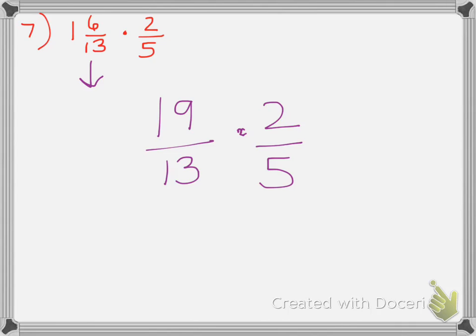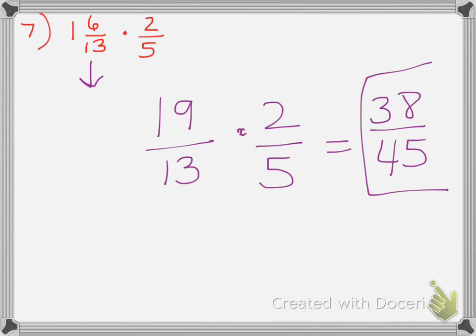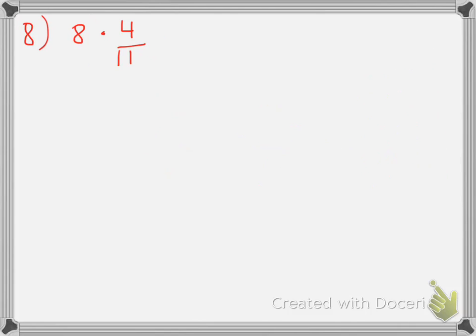So 19 times 2 would be 38, and 13 times 5 would be 45. Let's see, any common factors of 38 and 45, or is it in simplest form? I think it is. So there is your final answer, 38/45. And the last one for you to try, pause the video, try it, and then check in with me.